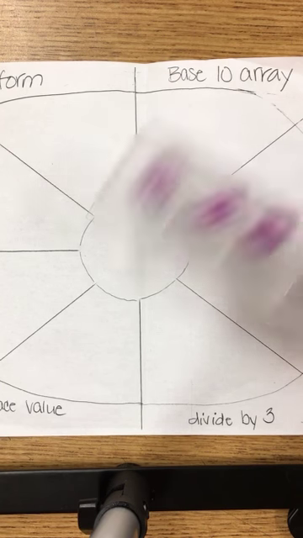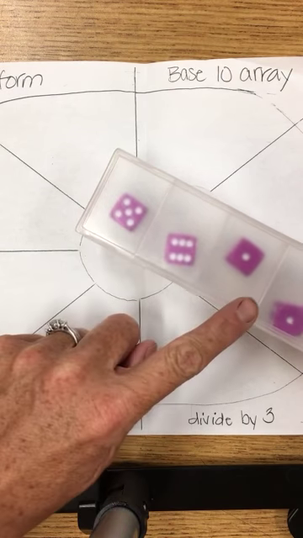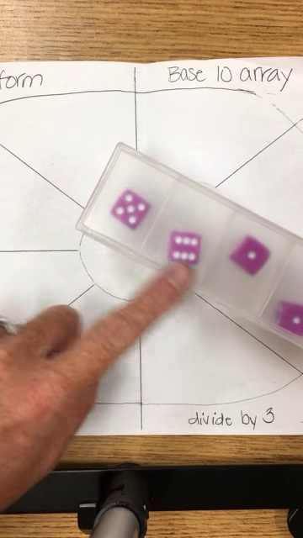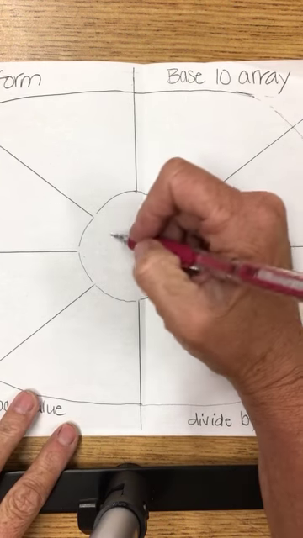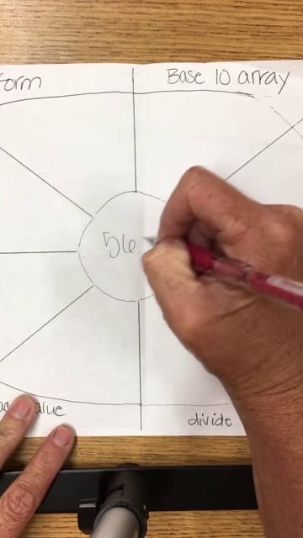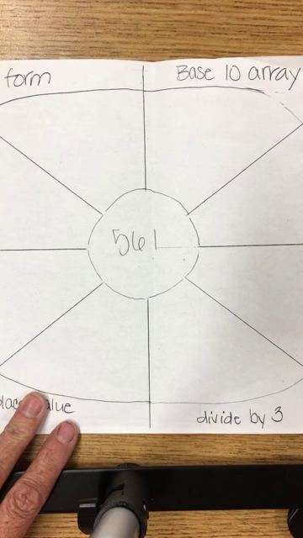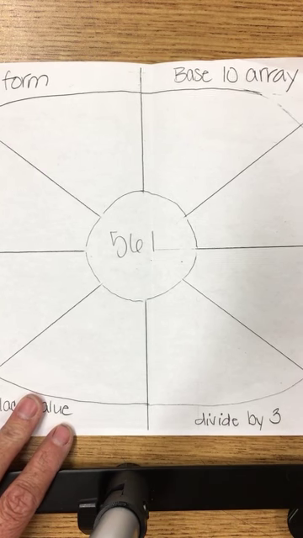So take it and you get your digit. We're going to do 3 digits first. So I have a 5, a 6, and a 1. I'm going to set that aside and I'm going to write 561. That's the number I'm working with.